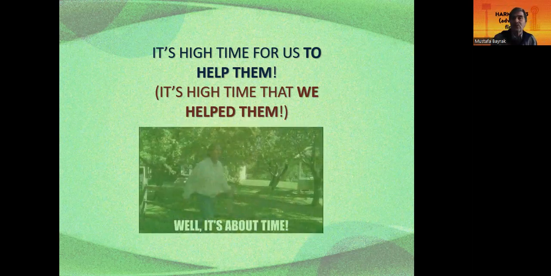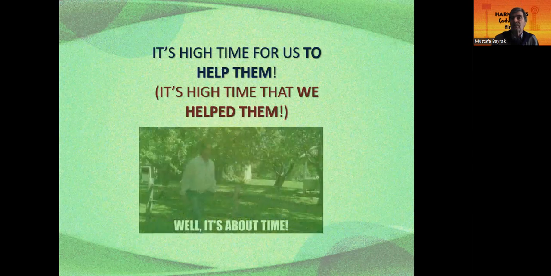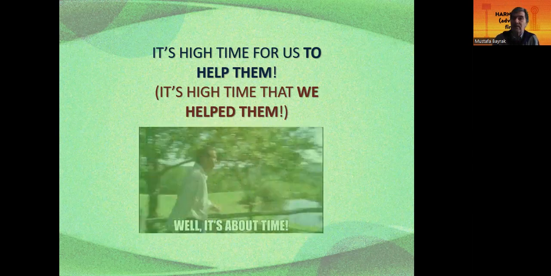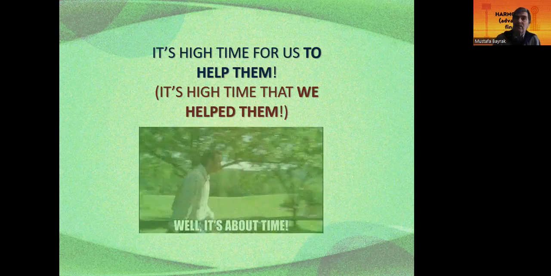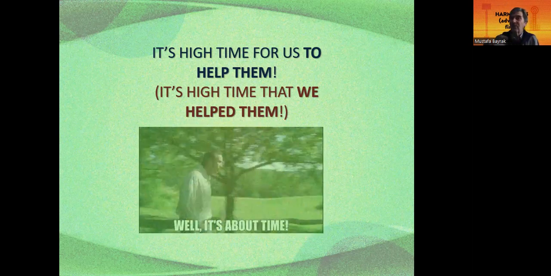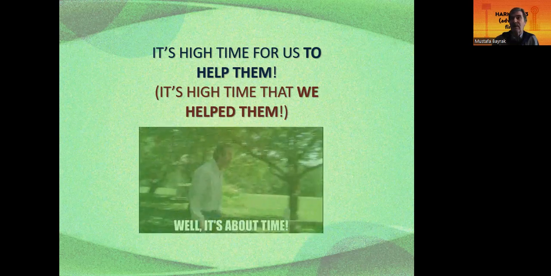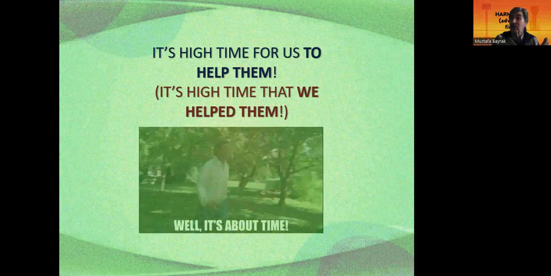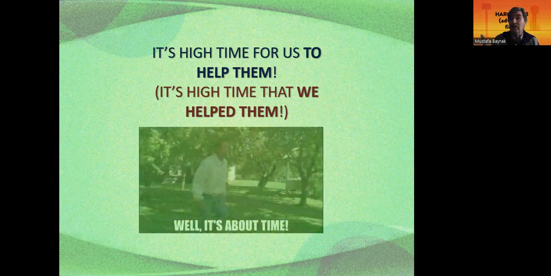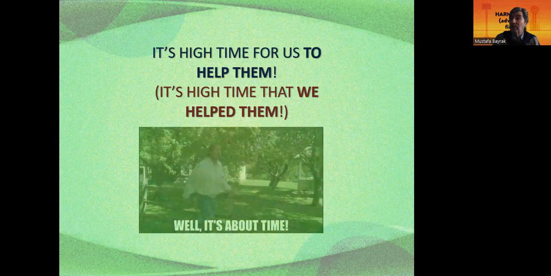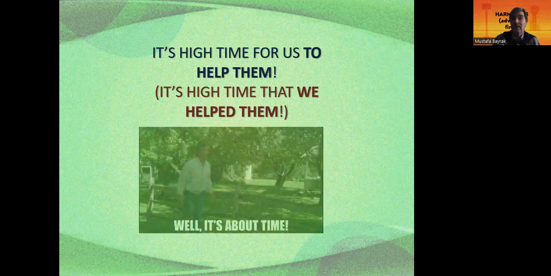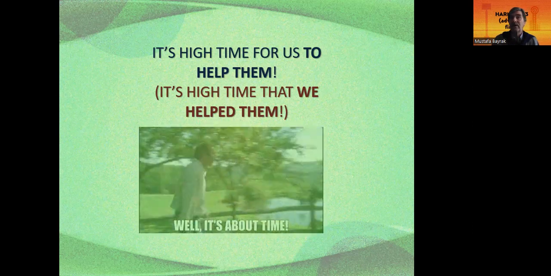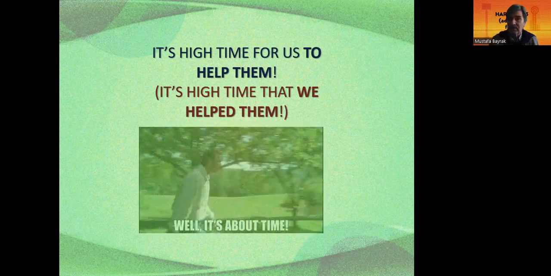If we use that clause, we use the simple past tense. This is the difference. It's high time that we helped them. So there is no need to say "for us," but in the first type, it's high time for us. It's high time for me, for you, for Ahmed, for your neighbor, for our family, for our neighbors. It's high time for us to help them, but this time it's high time that we helped them.